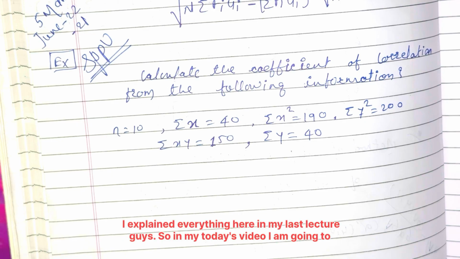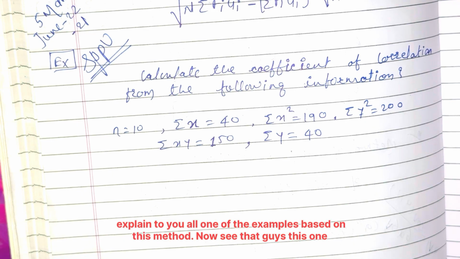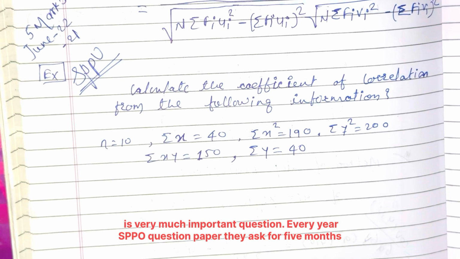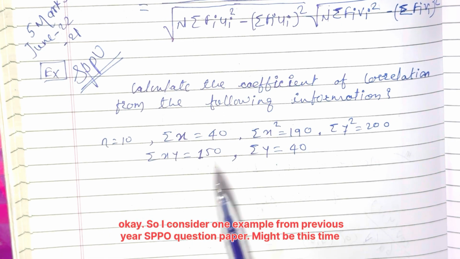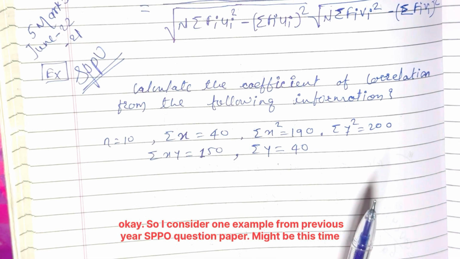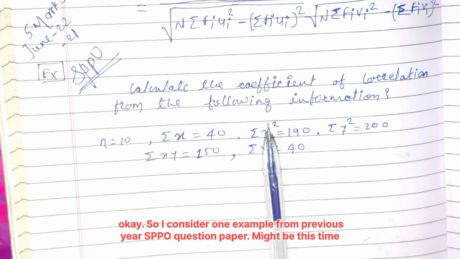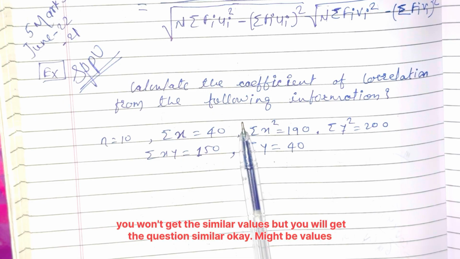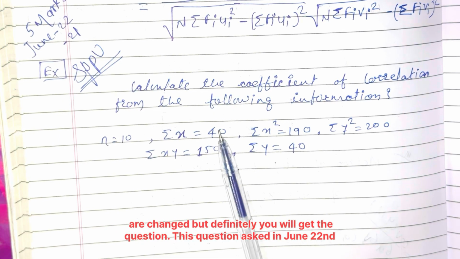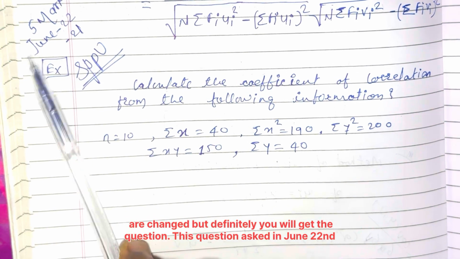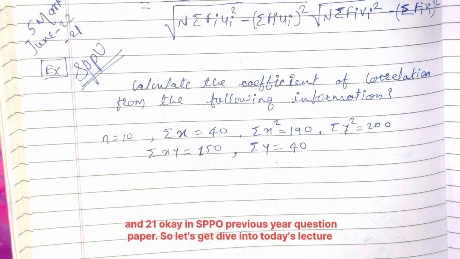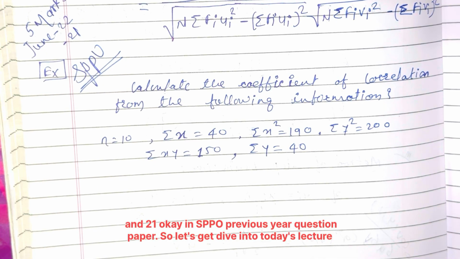In today's video, I'm going to explain an example based on this method. This is a very important question. Every year the SPPU question paper asks it for 5 marks. I considered one example from a previous year SPPU question paper. Maybe this time you won't get similar values, but you will get a similar question. This question was asked in June 2022 and 2021 in the SPPU previous year question paper. So let's dive into today's lecture.